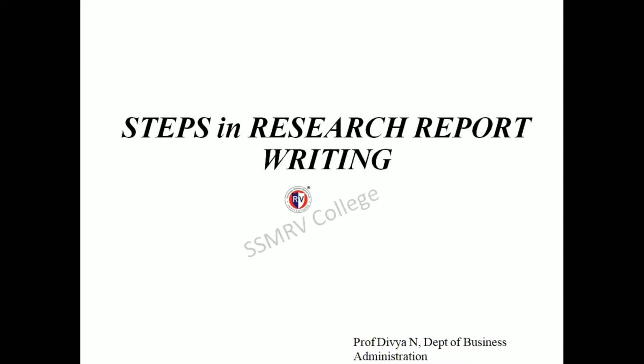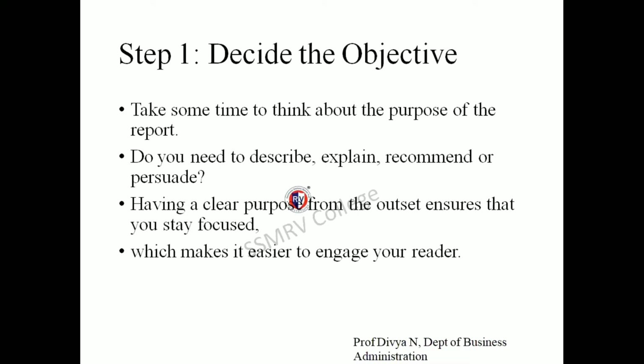So the steps in writing a research paper include the following. Step 1, decide the objective. Before preparing the research report, the researcher has to take some time and think about the purpose of the research. Is the research describing a particular phenomenon or situation, or is it explaining a particular process, or is it giving recommendations, that is, using all the research outcomes as a recommendation to be followed by other readers, or is it persuading the reader to follow the guidelines or the recommendations given in the research.